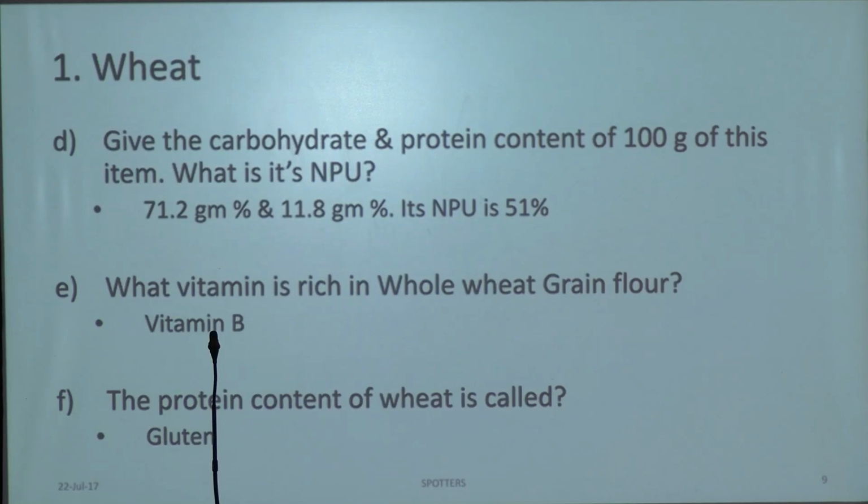Linoleic, linoleic and arachidonic. Correct. Why essential? Because we cannot produce these amino acids or fatty acids in our body. We have to take them from an outside source. And the protein content in the wheat, what we call is gluten.